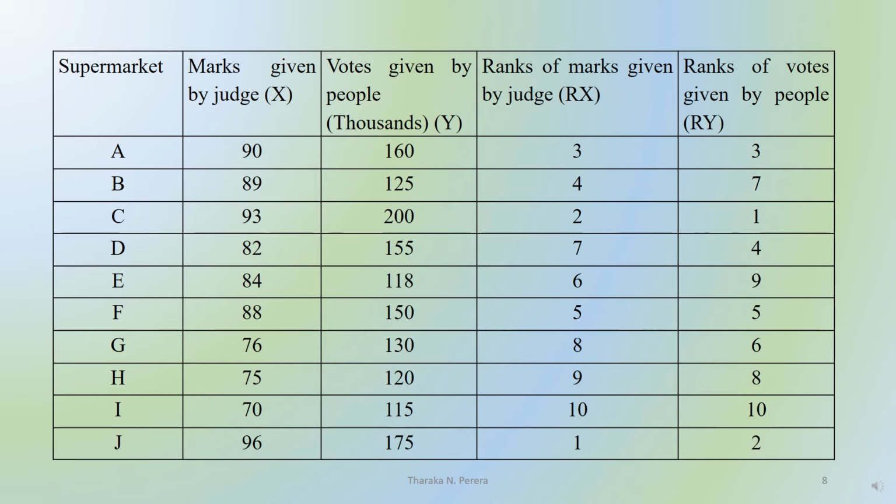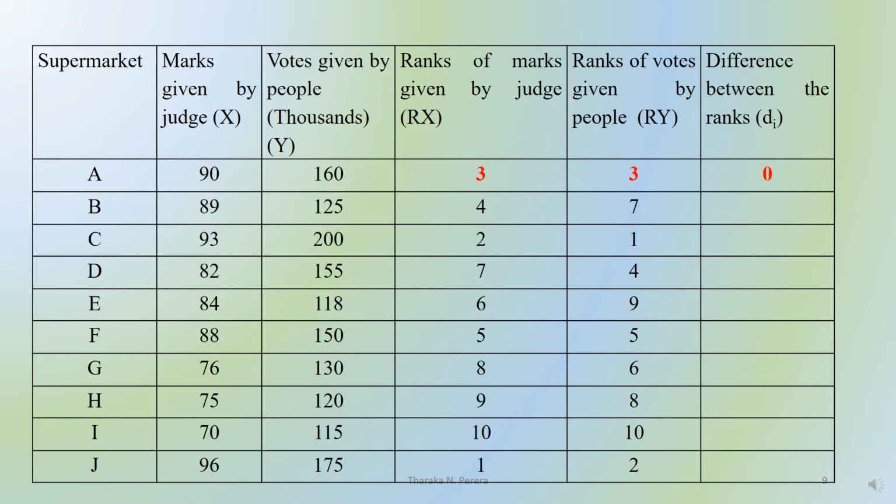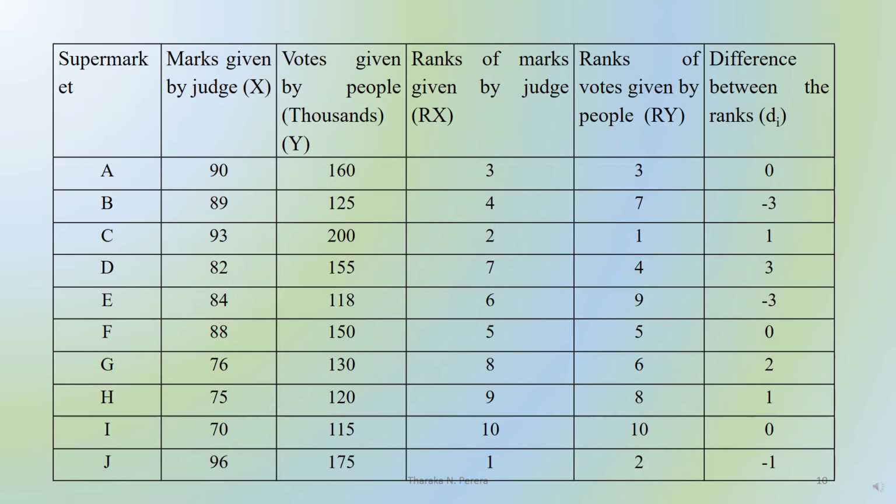Then we have to calculate the difference between the two ranks for each supermarket. The difference between two ranks related to supermarket A is calculated as 3 minus 3 equals 0. For supermarket B, 4 minus 7 equals minus 3. Here 3 minus 3 equals 0. Likewise, I completed that column, which means the difference between the ranks.